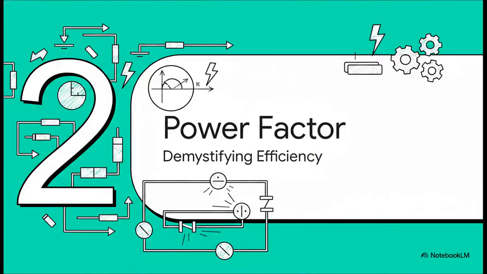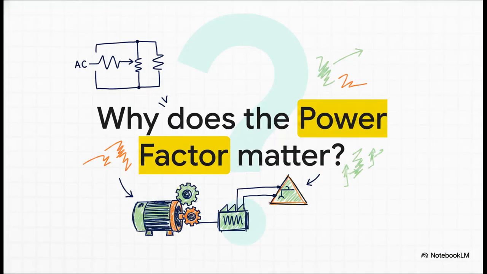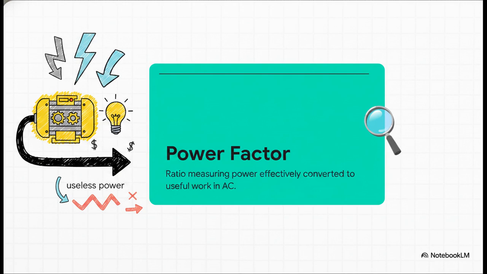Moving into Unit 2, we hit Section 2, demystifying the power factor. Question 4 explicitly asks us to explain the power factor and its importance. So we really have to pause here and ask, why does the power factor actually matter in real-world applications? Why is it worth 2.5 marks on a high-level exam? Well, the crucial takeaway is that the power factor acts as an efficiency rating.